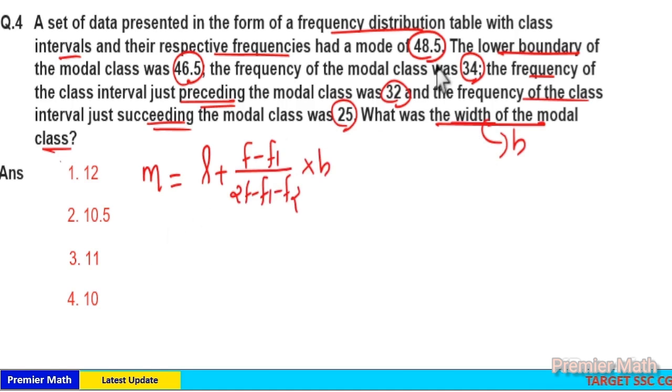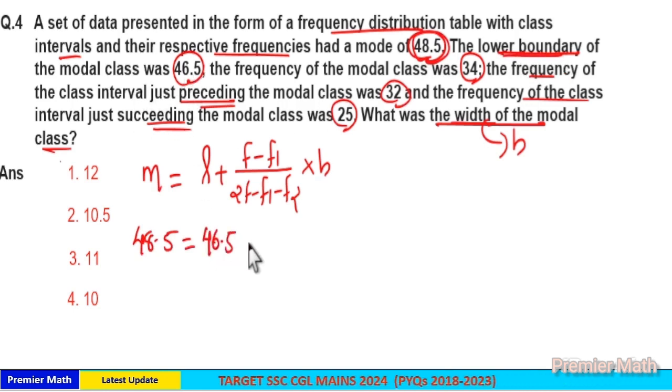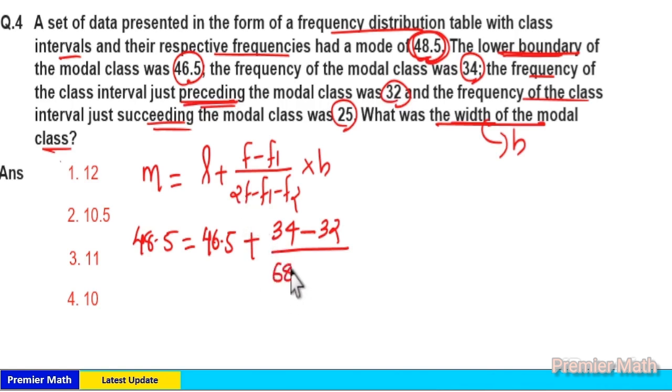Now if you substitute the value, mode is equal to 48.5, which is equal to, here lower boundary L is 46.5 plus frequency f is 34 minus frequency of the class preceding the modal class, f1, is 32. So 2f means 2 into 34, 68, and f1 is 32, and f2 means frequency succeeding the modal class, which is 25, into width h.